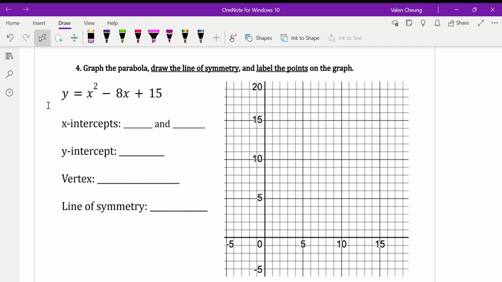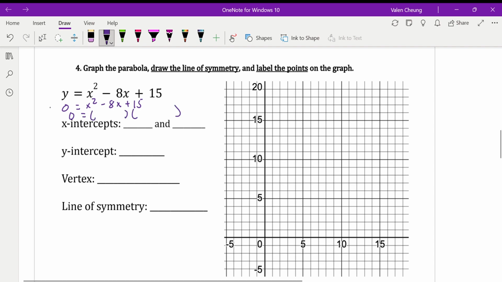In this problem, they don't give us the x-intercepts, y-intercepts, vertex, or line of symmetry, so we have to find them all by ourselves. So let's do the x-intercepts first. If we're looking for the x-intercepts, we know that y has to be 0. So replace y with 0, and we're going to just bring all this down, and we're going to factor it.